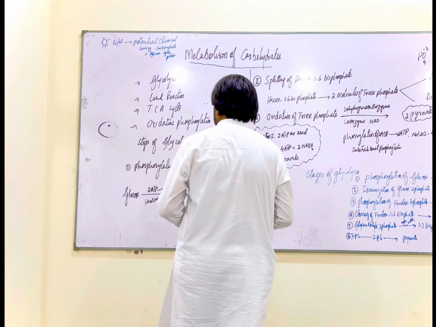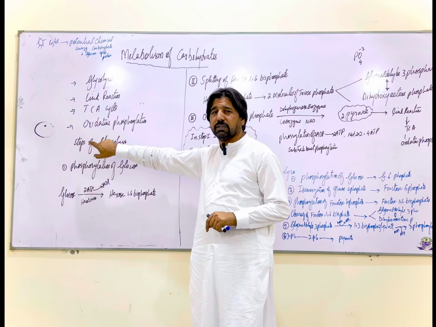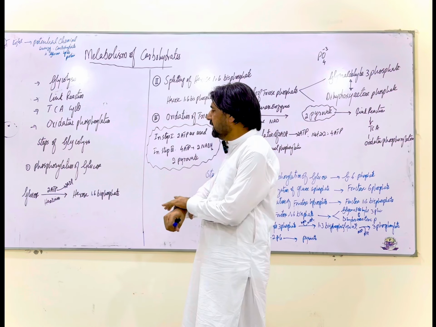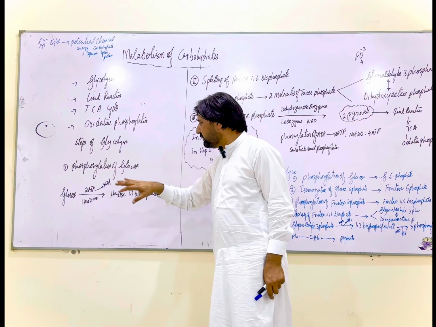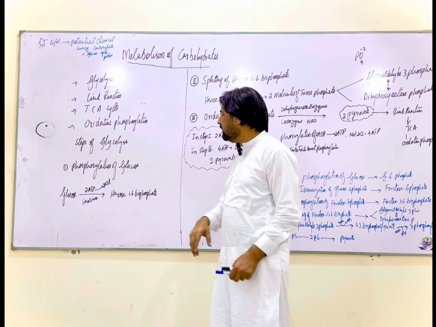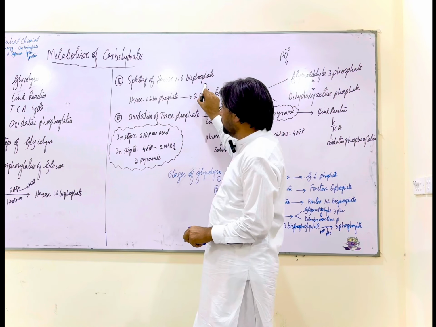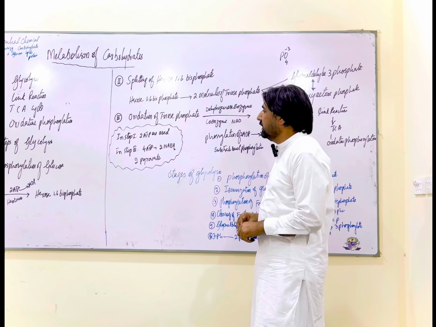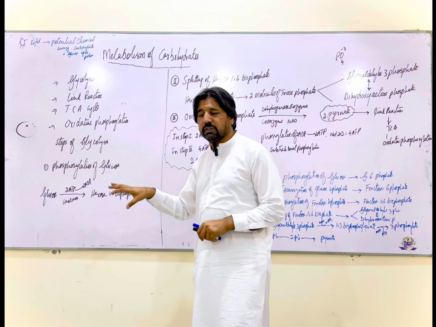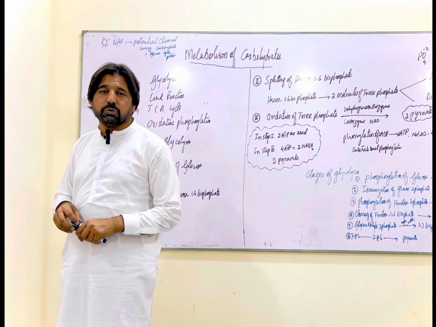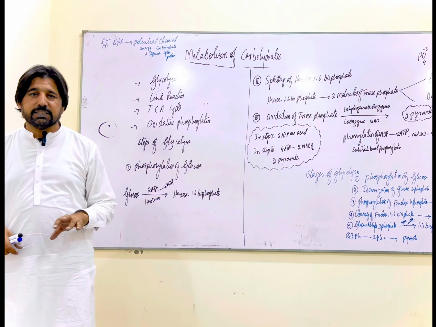So first of all, we start with glycolysis. The glucose molecule contains potential chemical energy. That potential chemical energy is released in three major steps of glycolysis. The first step is known as phosphorylation of glucose. The second step is known as splitting of hexose bisphosphate. And the third step is oxidation of triose phosphate. These are the three steps used to break down the glucose molecule and ultimately form the pyruvate molecule. We will discuss them one by one.